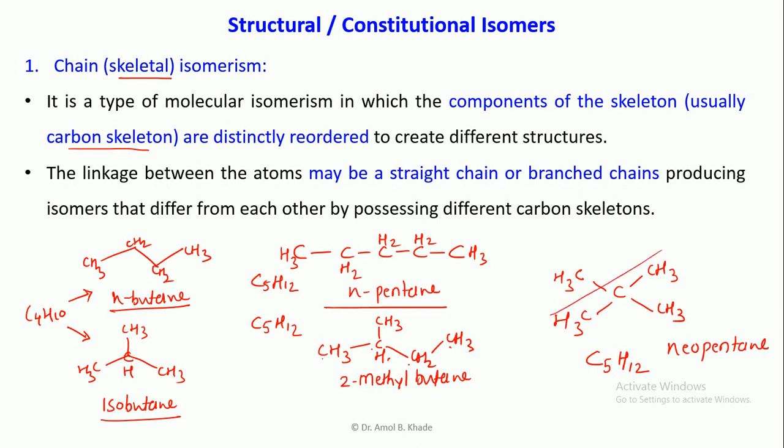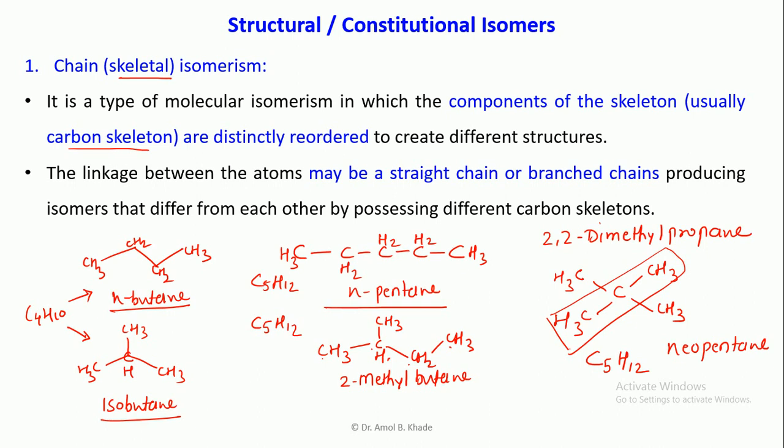Can you find out the IUPAC name for this? We already discussed how we can write the IUPAC name for these compounds. So it is a 3 carbon chain compound, that is the parent chain. It is propane, and at carbon 2 we have methyl groups. So this will be referred to as 2,2-dimethylpropane. So n-pentane, 2-methylbutane and 2,2-dimethylpropane or neopentane, these are the skeleton isomers, or the chain isomers.